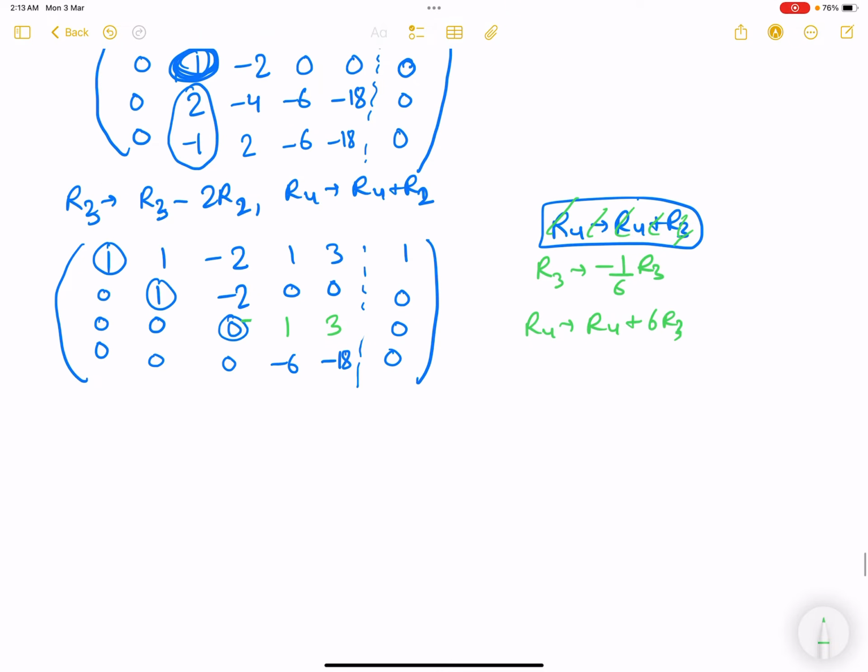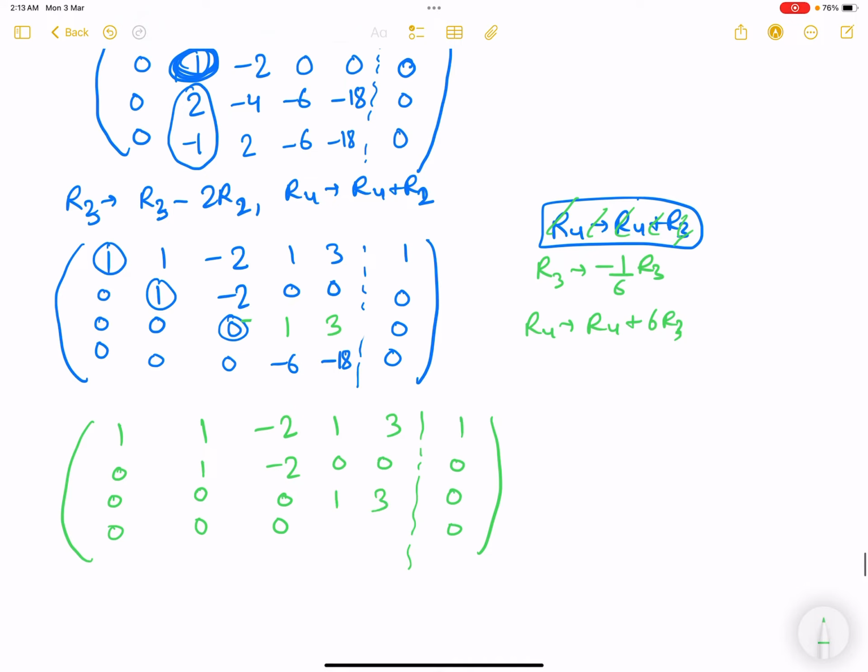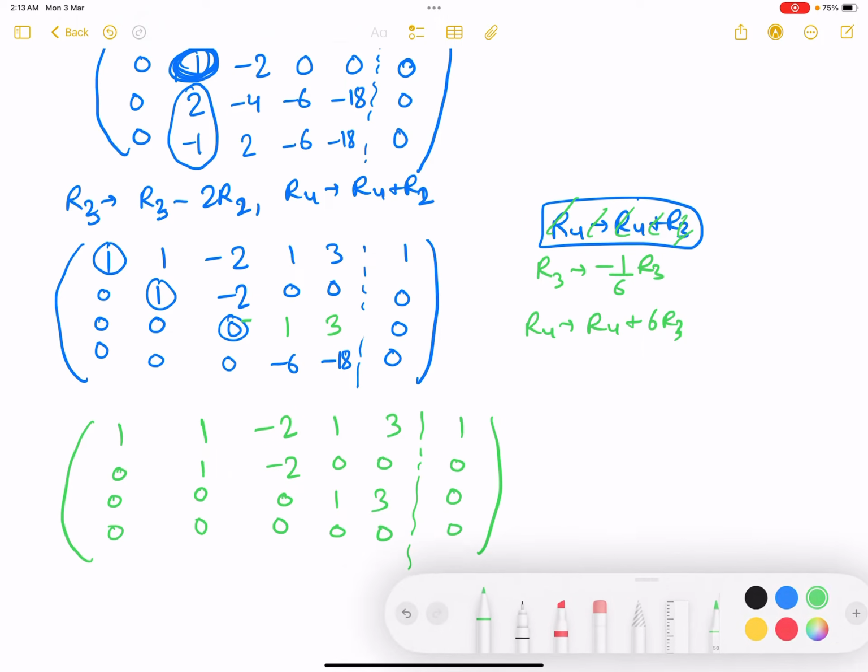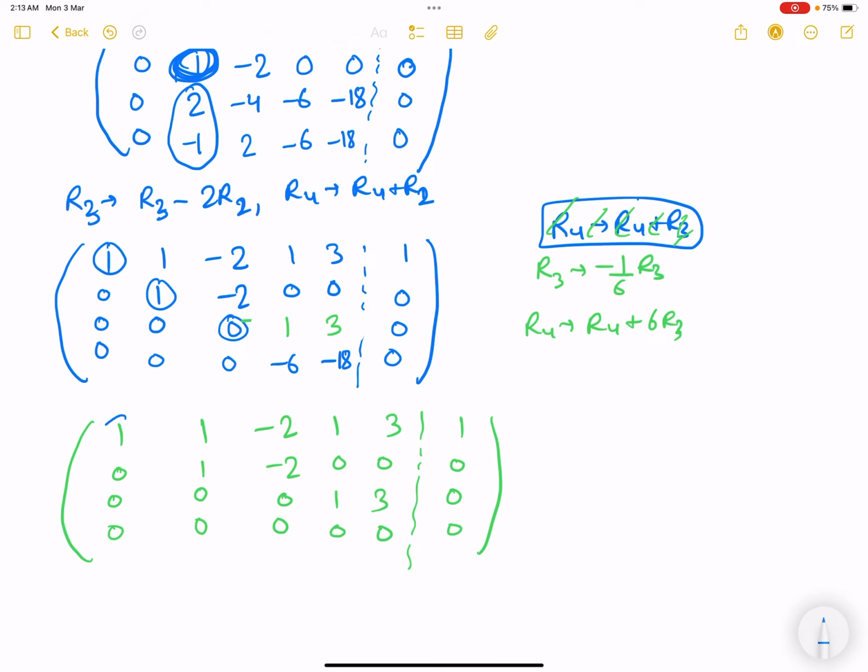So the final matrix that we'll get is 1 1 minus 2 1 3 augmented 1 0 0 0, then 0 0 0 1 0 0 minus 2 0 0 0 0 1 3 0 0. Now you will see, this is first, second, and since it is 0, we'll move in this section, third. So the rank is 1, 2 and 3. It would be 4 if this would have been a different number.